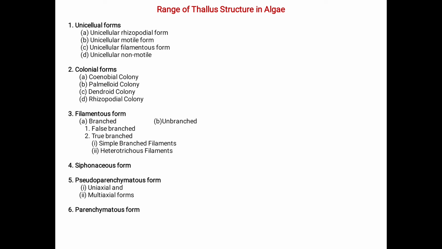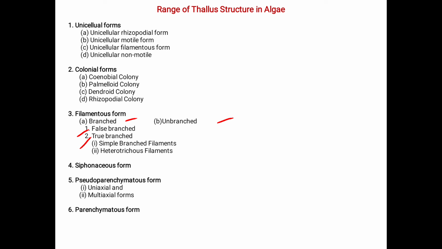In filamentous forms, we have two types, that is branched and unbranched. Under branched, again we have two types, that is false branched and true branched. Under the true branched, we have two types, that is the simple branched filaments and the heterotrichous filaments.